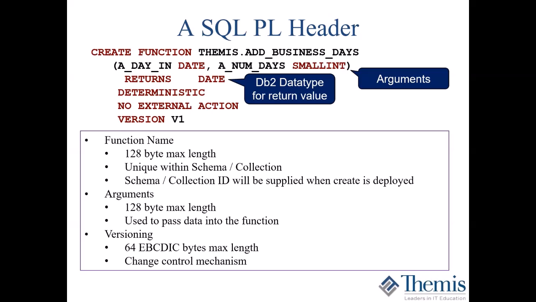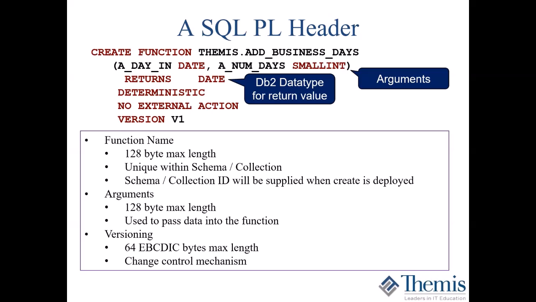The arguments, right? So A_day and A_num_days on the second line there. Those are arguments, right? That's what the function expects when you call it. You have to send in two things, a date in this case and a small integer. Okay, you can send me a date and you can send me a small integer. Otherwise referred to as the signature of this particular function.